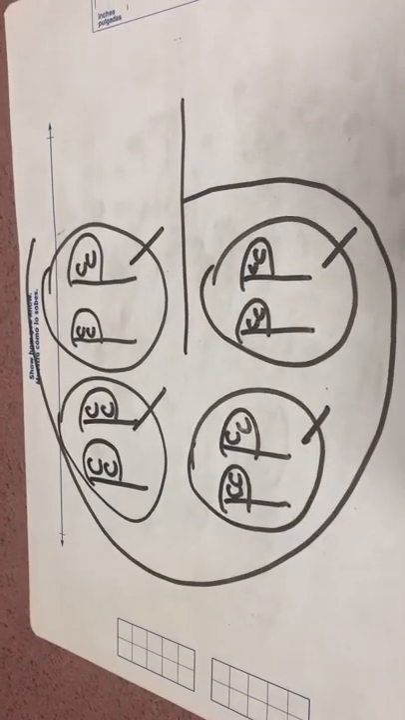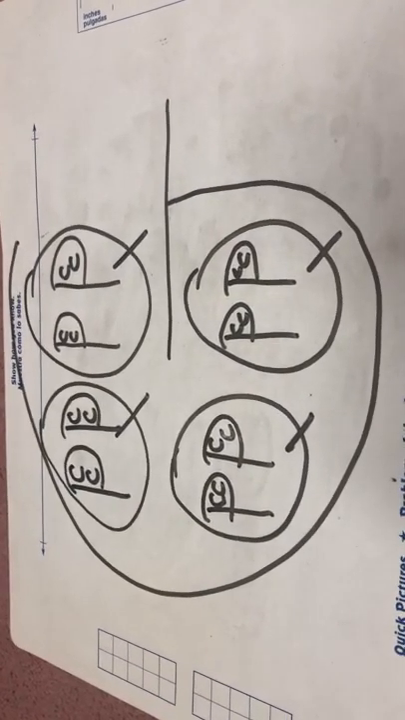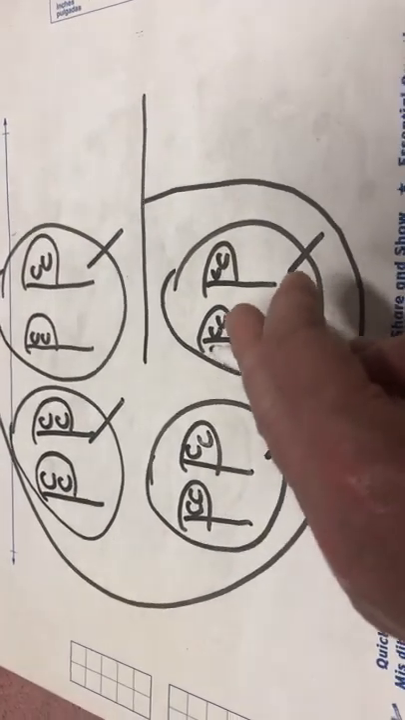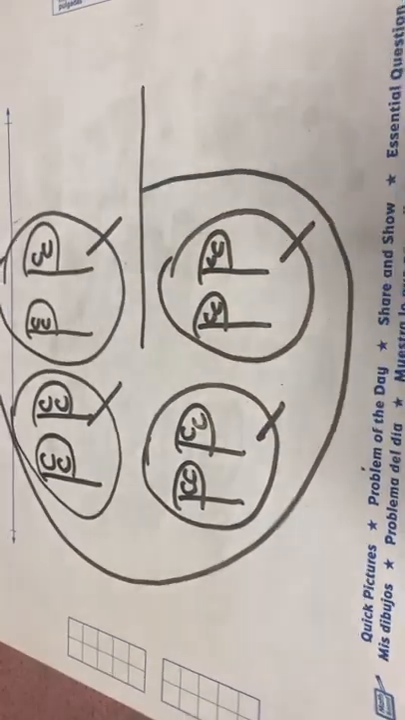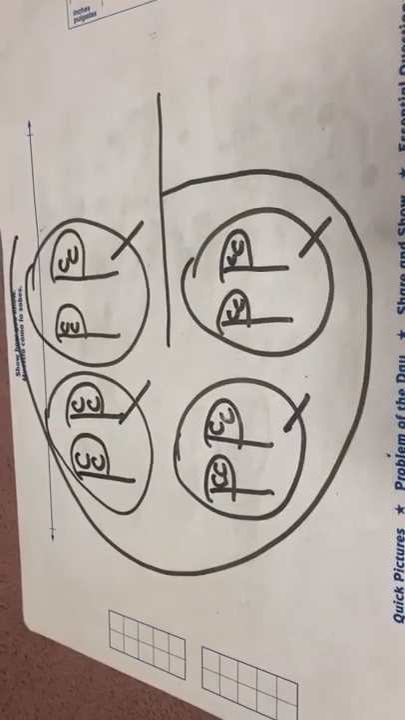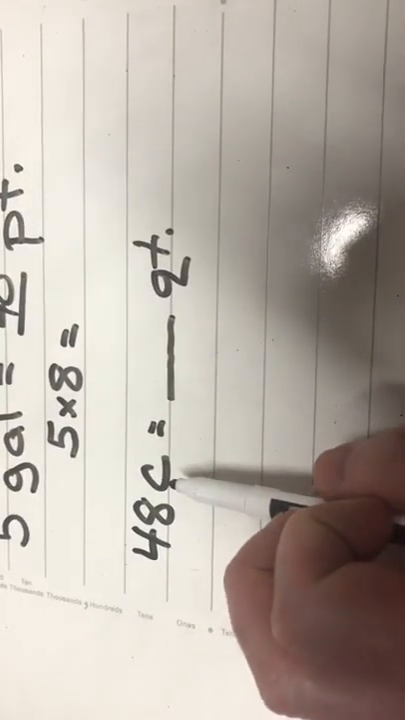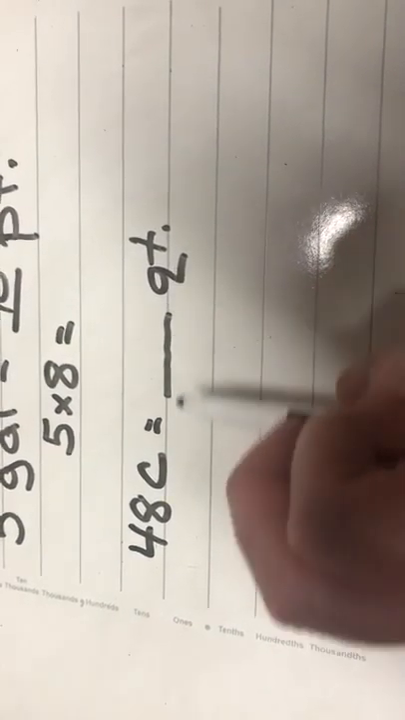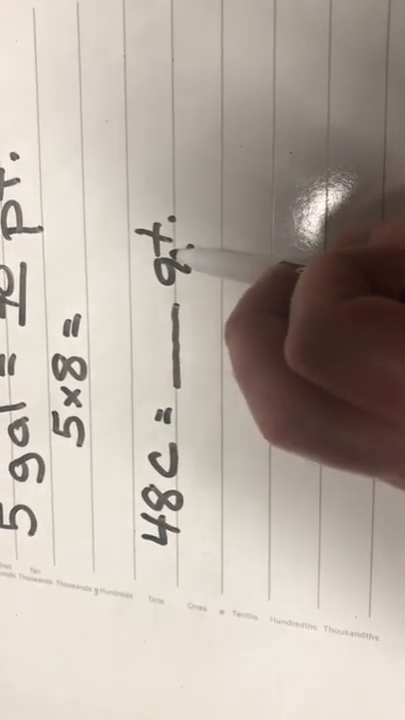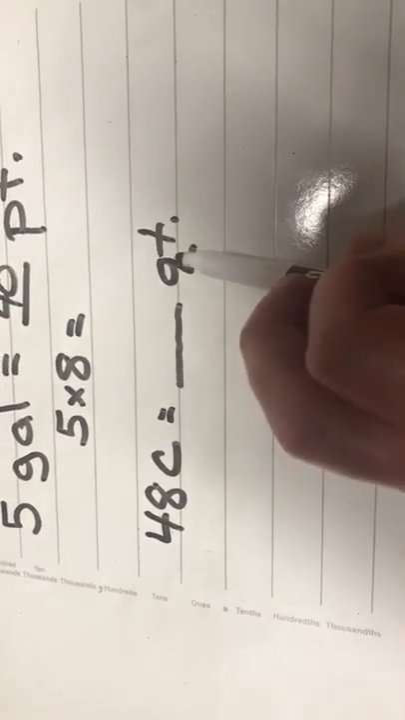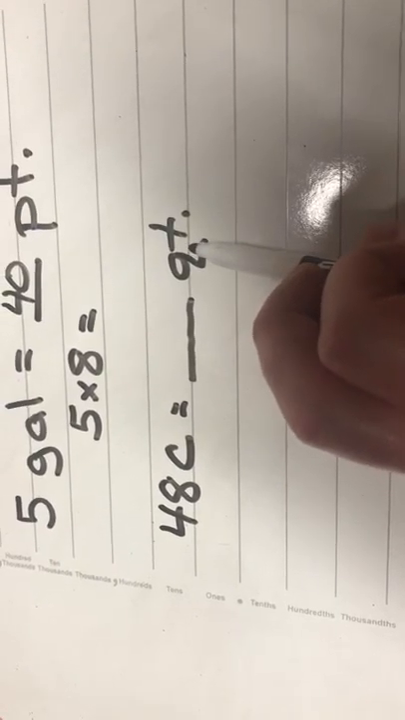So I can tell from looking at my diagram here that cups are smaller than quarts, because cups are my smallest and I have to work out to get to the quart. Cups are inside pints, pints are inside quarts. So I can see that cups are smaller than quarts. So 1 cup is less than 1 quart. So my measurement is getting bigger. And since my measurement is getting bigger, my number is going to get smaller. When my number is going to get smaller, I'm going to divide.